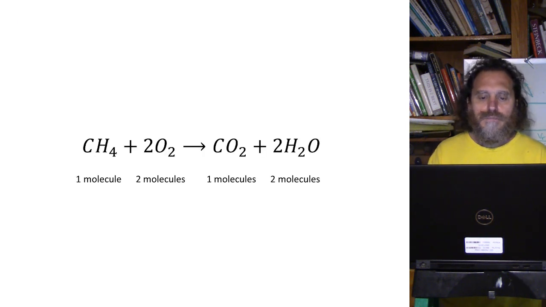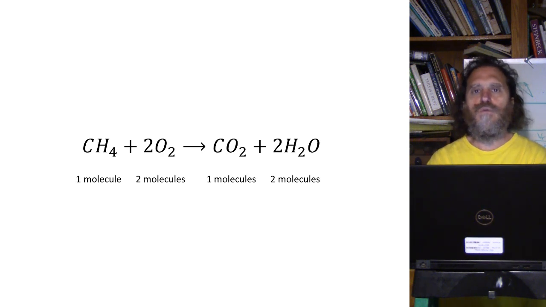Now, this idea of balancing equation, this tells you the relative quantities of the reactants that go into the reaction and the relative quantities of the products that come out, so that you know for every 1 molecule of methane that's used up, you need 2 molecules of oxygen, and that produces 1 molecule of CO2 and 2 molecules of water.